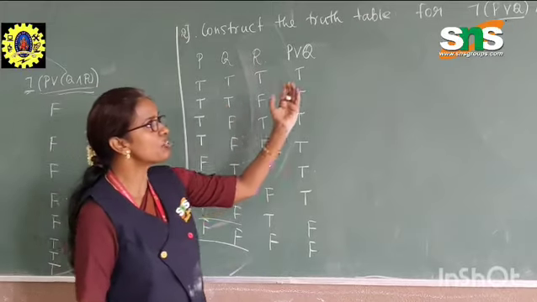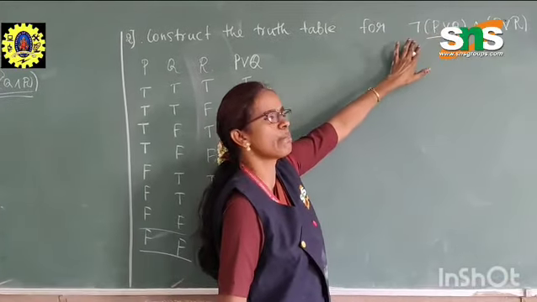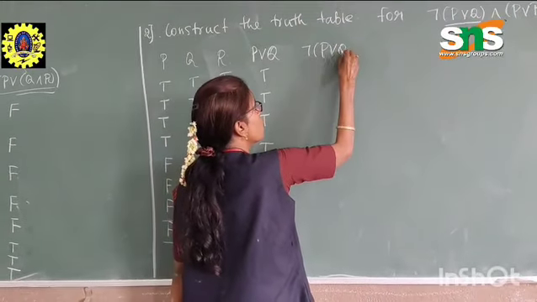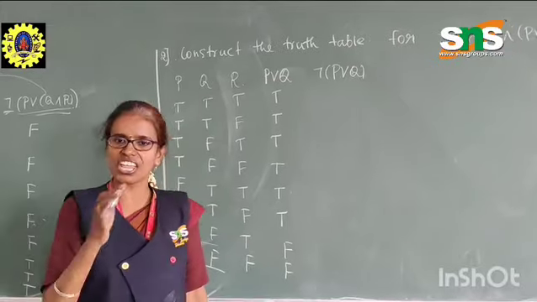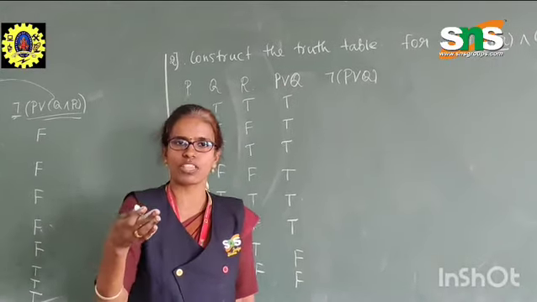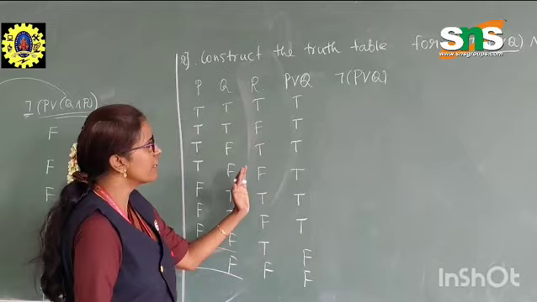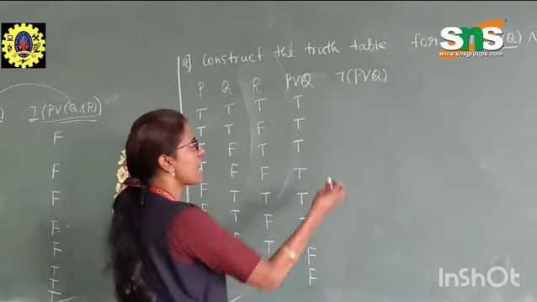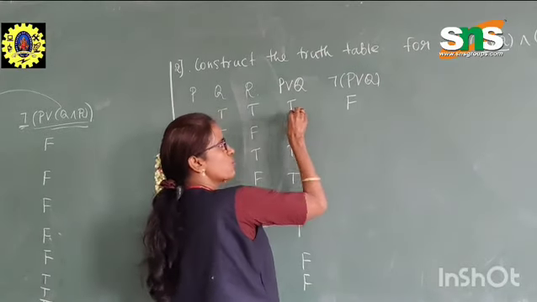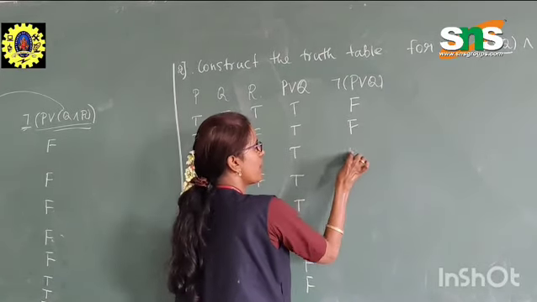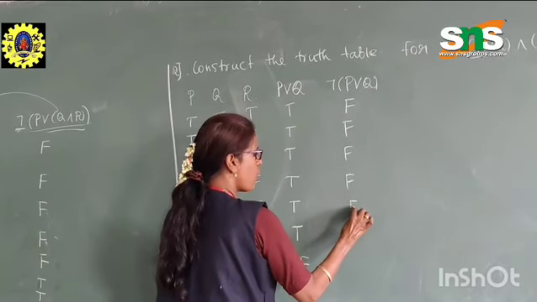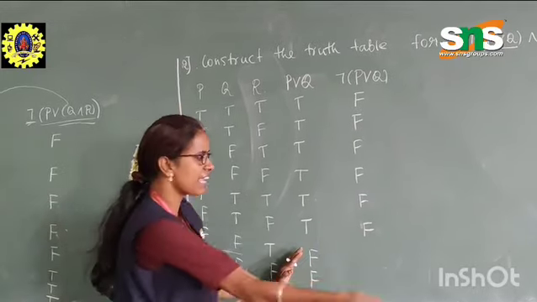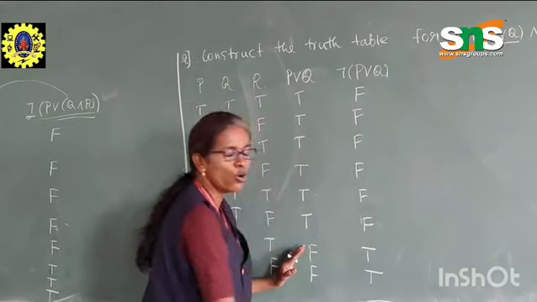The next thing is we need to take the negation of that bracket. So negation of (P→Q). Negation means I have to change true to false and false to true. Now you can check the first 6 terms are true, so I have to write F, because the opposite of true is false. False, false, false. Here it is false, so the negation is true, and here is also true.